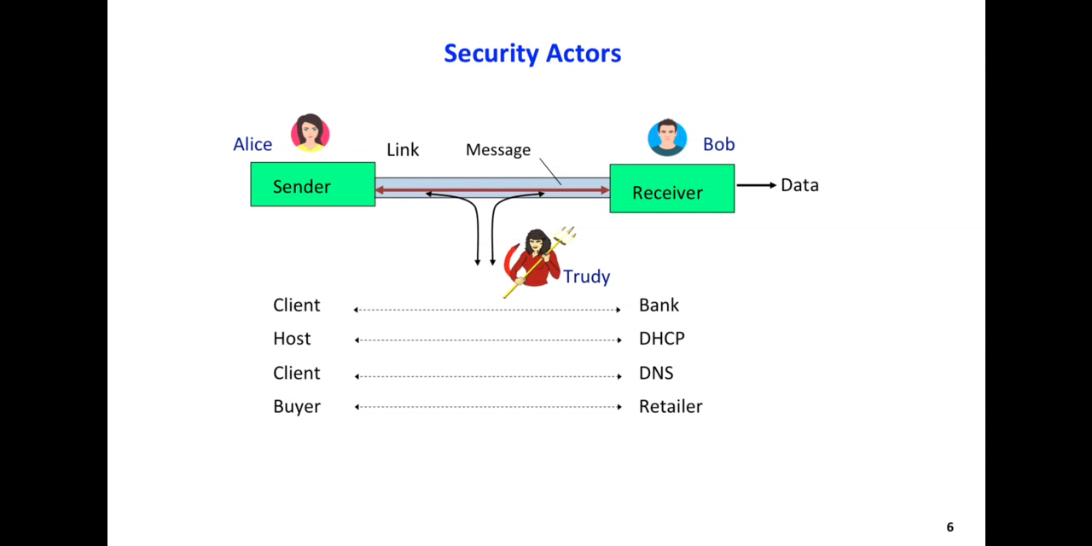It could be communication between a host and a DHCP server. It could be between a host and a DNS server, where you're trying to access IP addresses of websites, and this could be attacked and you may be diverted to a wrong website. You may have buyer and retailer in the e-commerce case. And there could be attackers like Trudy in all of these.